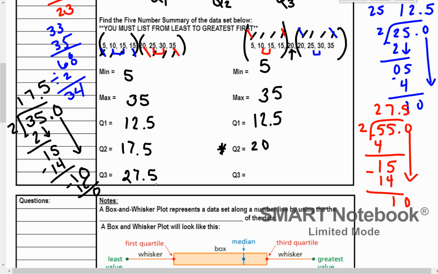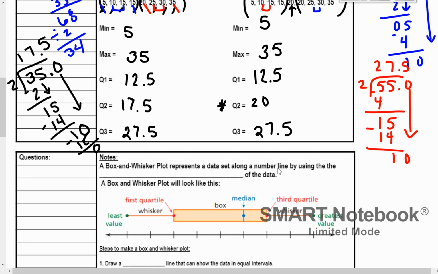Over here we were left with 25 and 30, so it's going to give us the same answer as well. All right, so that's how we find our 5-number summary. Now that we know how to find a 5-number summary, or we've reviewed that, we're going to go into how to make the box and whisker plot from those numbers.